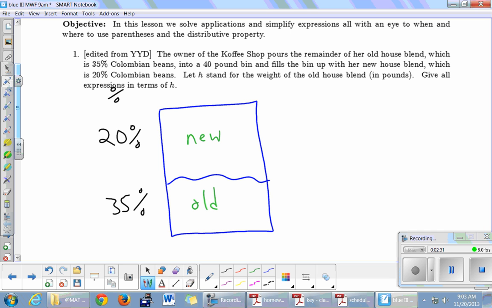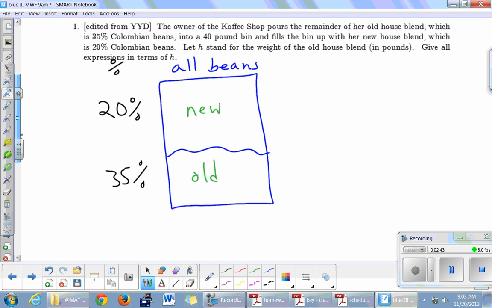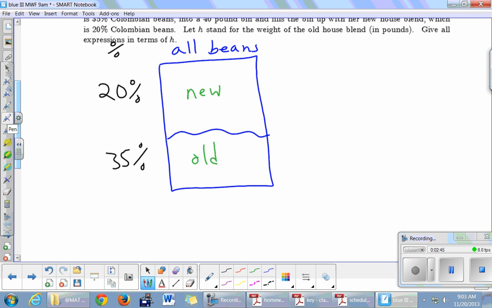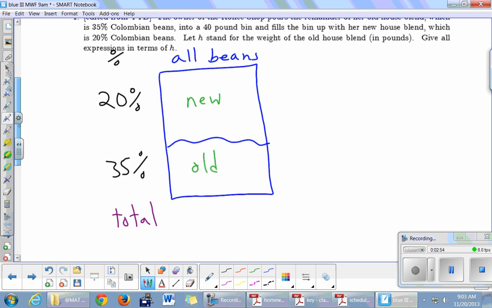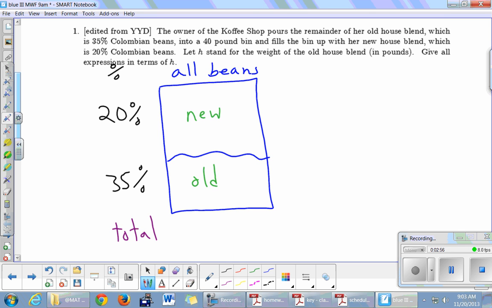And I'm going to write the words "all beans" right above the bucket here. All right, and I'm going to write something down here at the bottom. I'm going to write the word total. So I want to know, just in terms of weight, what's the total weight of all the beans in this bucket? It's 40 pounds. The whole thing is filled and it's a 40-pound bin. So 40 pounds of beans, some of which are Colombian beans, some of which are not, some of which come from the old blend, some of which come from the new blend. It's quite a complicated setup.